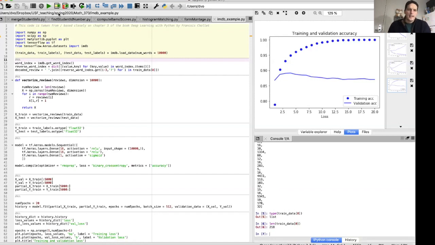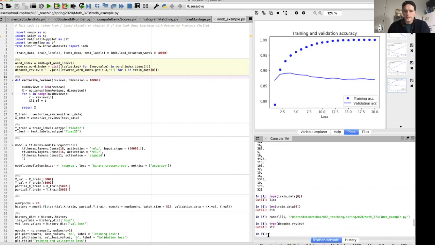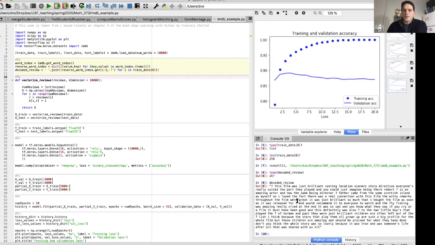And here's a little snippet of code which can be used to decode the movie review so we can actually read it if we want to, just to get more familiar with the data. So I'm going to run this section of code and we're going to compute this decoded movie review. We're taking the first training example here and decoding it to get this decoded review. Okay. So let's see what we've got. We've got this thing, decoded review. It's a string. Let's print it out. Okay, now we can actually read this.